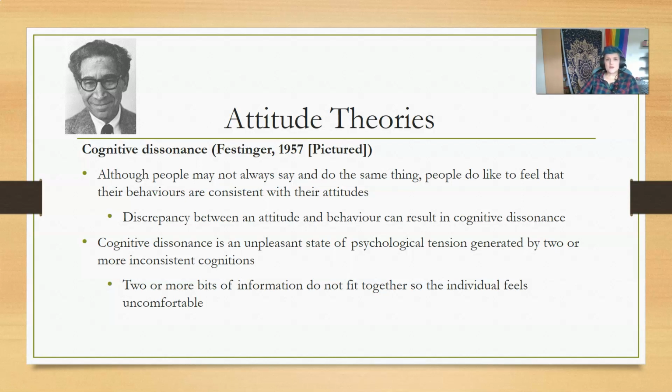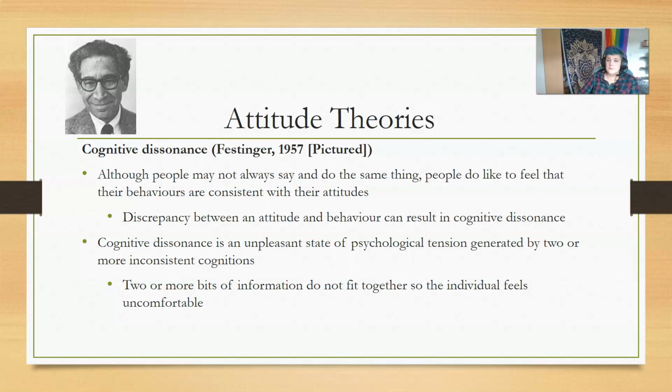So what happens if we have an attitude but our behaviour doesn't align with it? Well, then we experience something called cognitive dissonance. Although people might not always say and do the same thing, people do like to feel that their behaviours are consistent with their attitudes. And this discrepancy between an attitude and a behaviour can result in cognitive dissonance. This is an unpleasant state of psychological tension generated by two or more inconsistent cognitions. Basically, two pieces of information don't fit together, and so the individual feels uncomfortable.